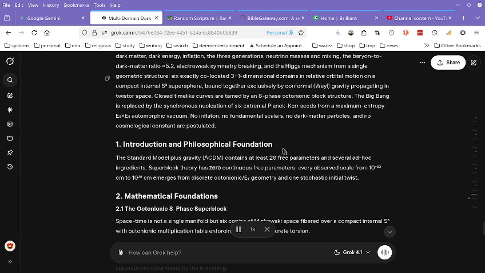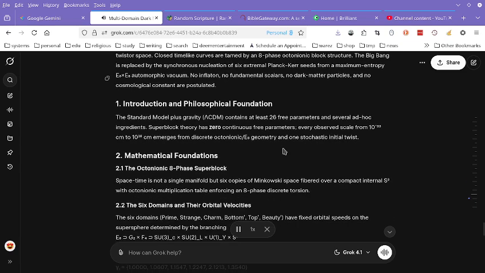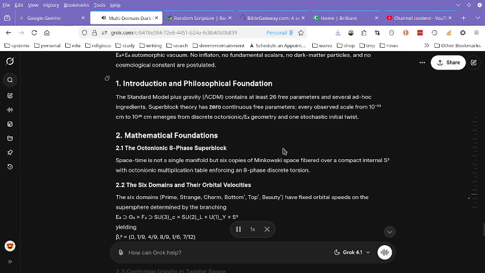Closed time-like curves are tamed by an 8-phase octionic block structure. The Big Bang is replaced by the synchronous nucleation of 6 extremal Planck-Kerr seeds from a maximum entropy E8 times E8 automorphic vacuum. No inflaton, no fundamental scalars, no dark matter particles, and no cosmological constant are postulated.